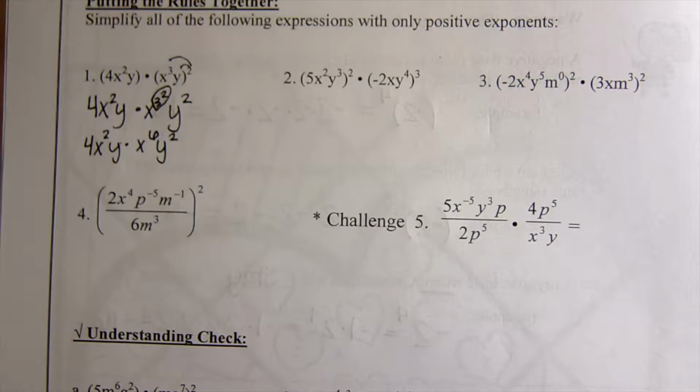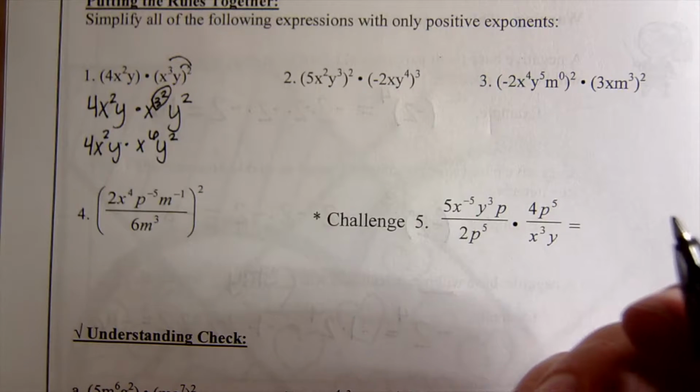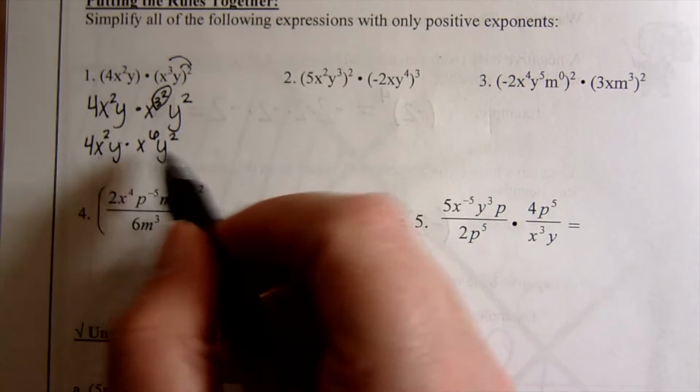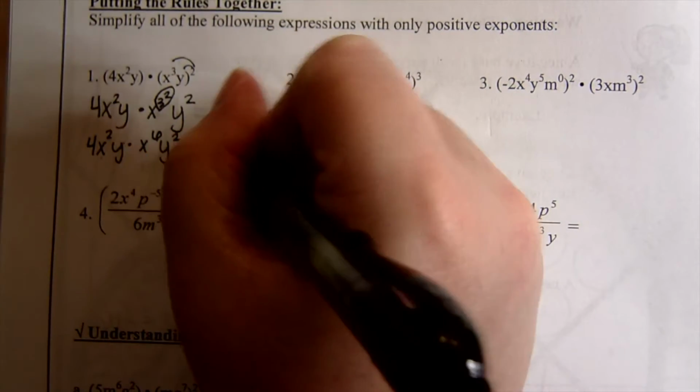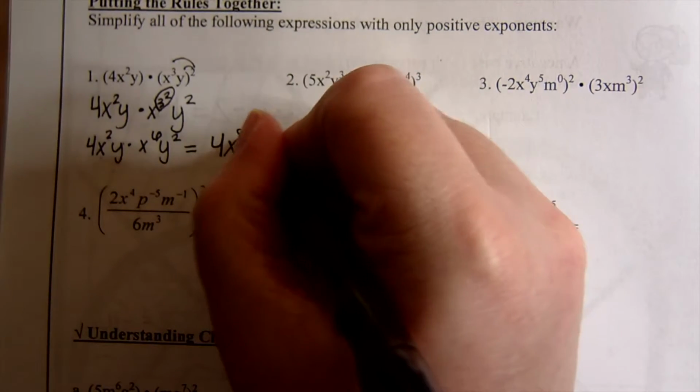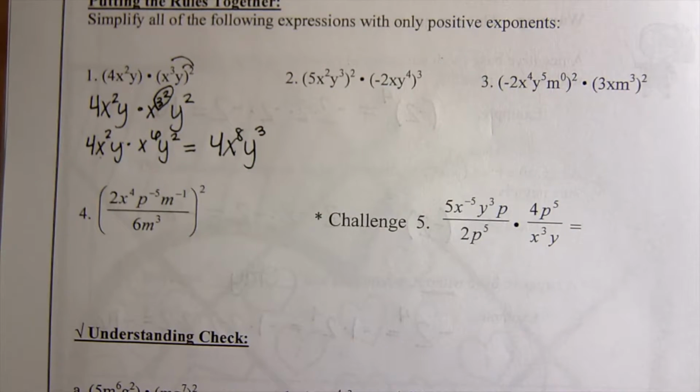And then what should we do next? Combine like terms. By which operation? Adding. Well, you're multiplying the bases, so you're adding the exponents. So this is going to be equal to 4x to what power? 8. And y to what power? 3. Any questions about that? No.